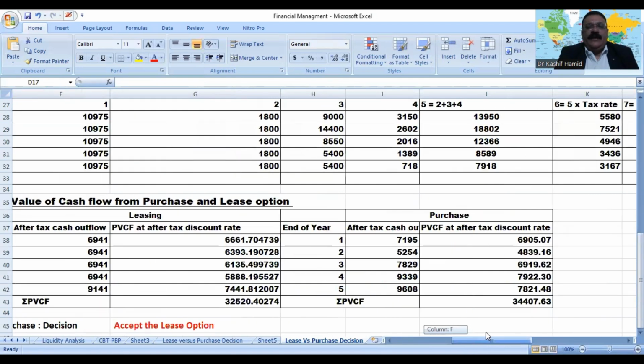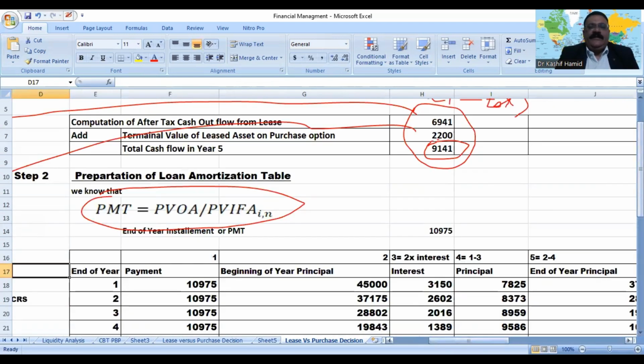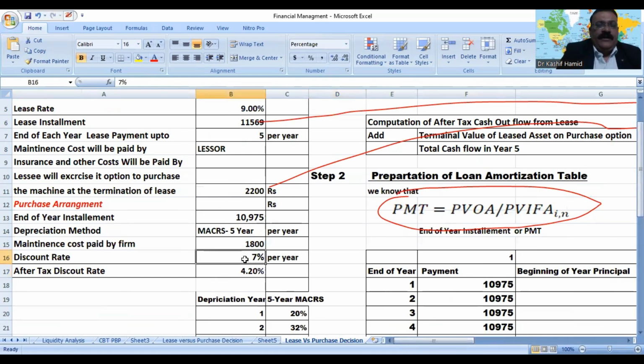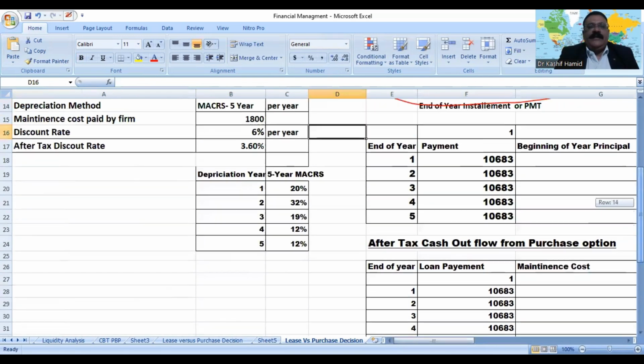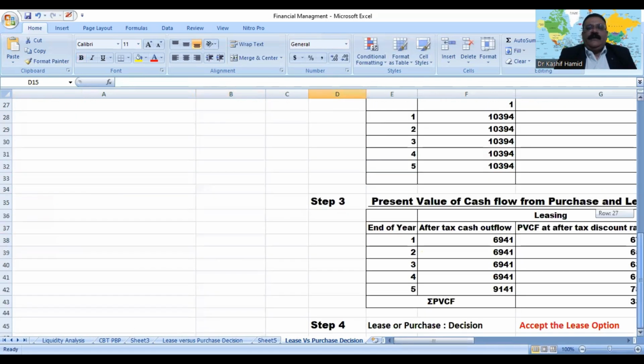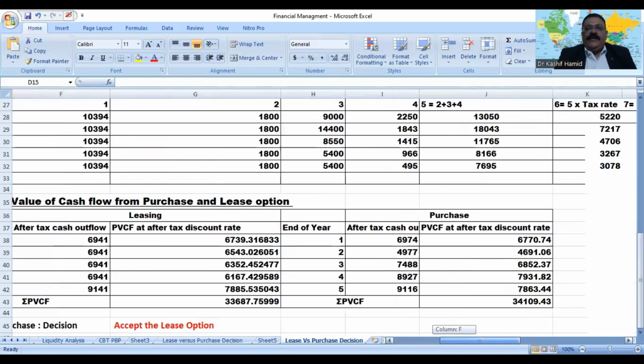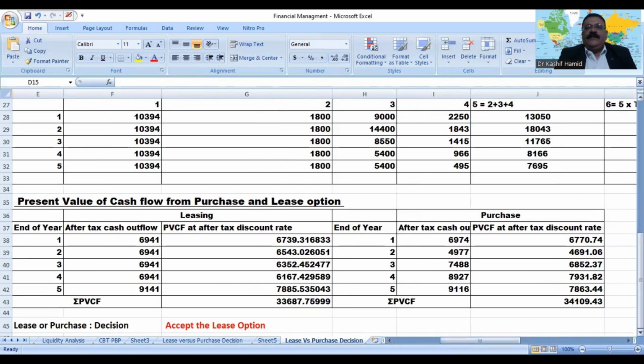So this is the way that we can compute the decision regarding the lease versus purchase decision. Let's see one more option. We have a 6% discount rate. Then what happens? Then again, it is 5%. Then again, we have the lease option is more acceptable than the purchase option.